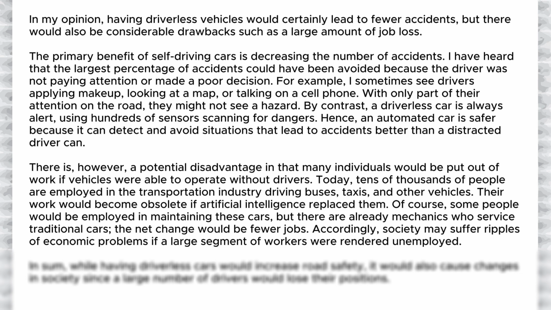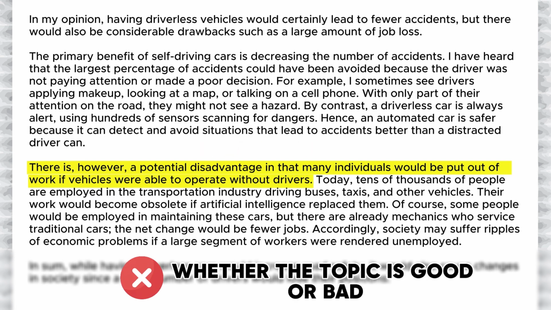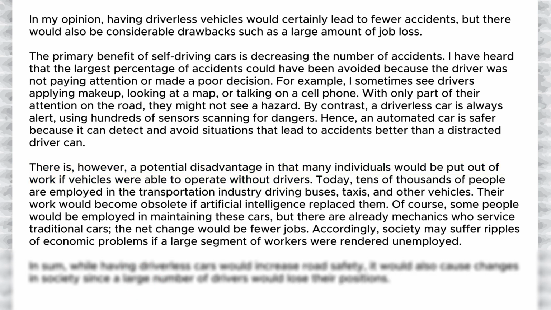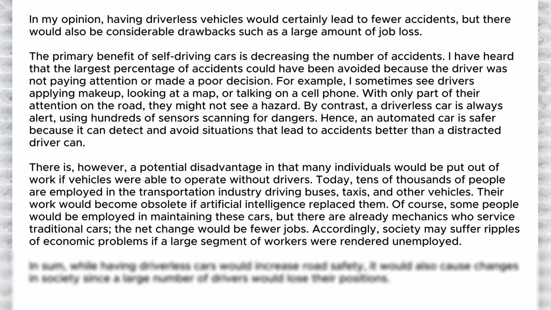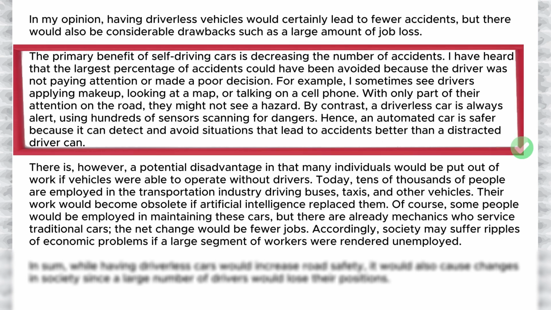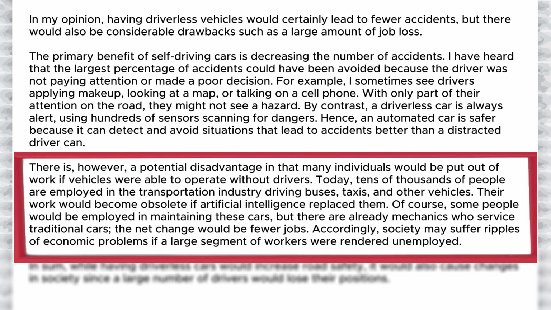Let's continue with the next sentence. There is, however, a potential disadvantage in that many individuals would be put out of work if vehicles were able to operate without drivers. This sentence starter shows that I'm talking about disadvantages. There is no question about whether the topic is good or bad. Plus, "however" establishes a contrast. I emphasize that the first paragraph is good points and the second is bad.